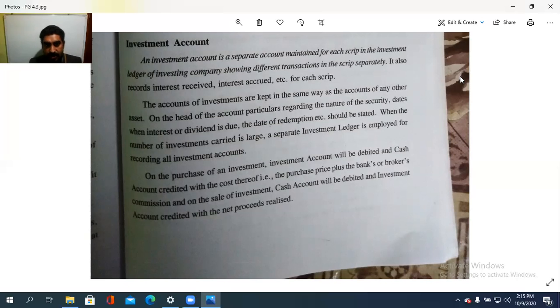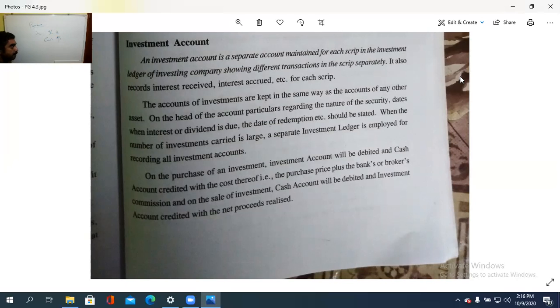On the purchase of an investment, the investment account will be debited and the cash account credited with the cost thereof. That is the purchase price plus the bank or broker's commission. So on the purchase, വാങ്ങിക്കുകയാണെങ്കിൽ what should be debited? Investment account should be debited, and which account is to be credited? Cash account is to be credited.